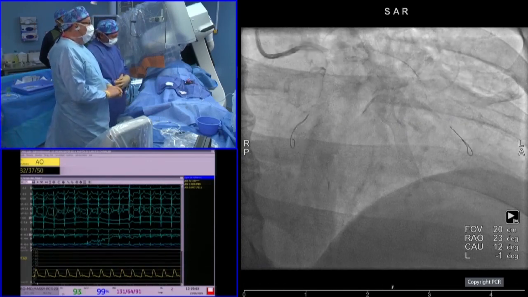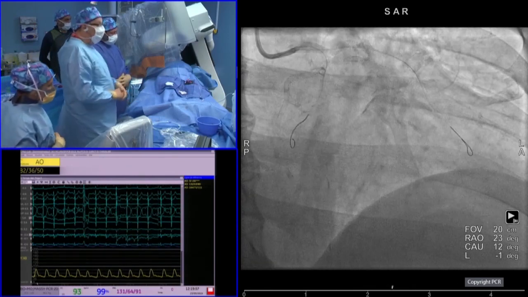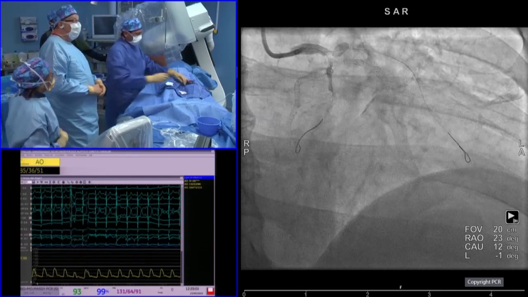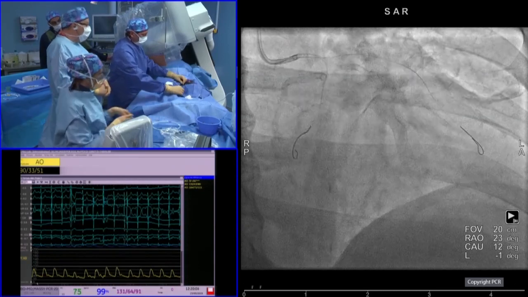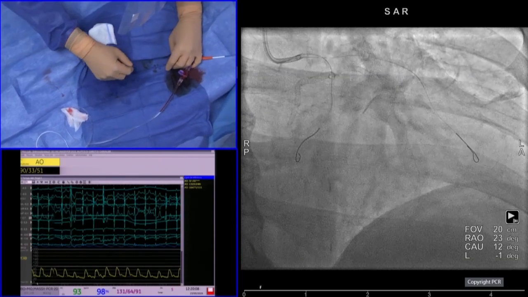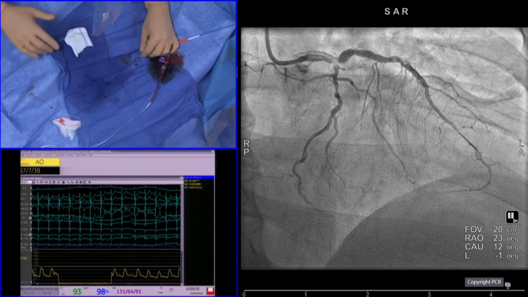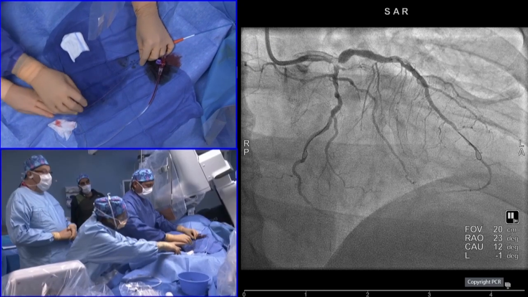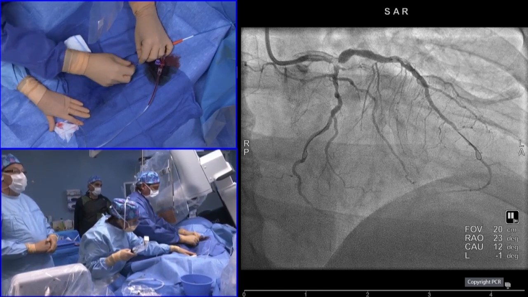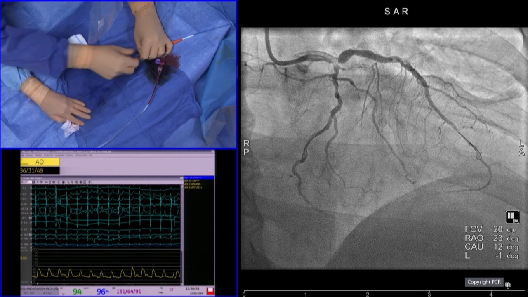Okay, we have wired the 2 vessels, LAD and circumflex, and I think it's now time to predilate because you can see that this lesion is very tight. And the flow was not totally perfect. Our initial plan was to perform the OFDI as a first step, but we think that we need to predilate this lesion with a 3.5 balloon. It's a 3.5 Ure by 15, in order to improve flow in the LAD.